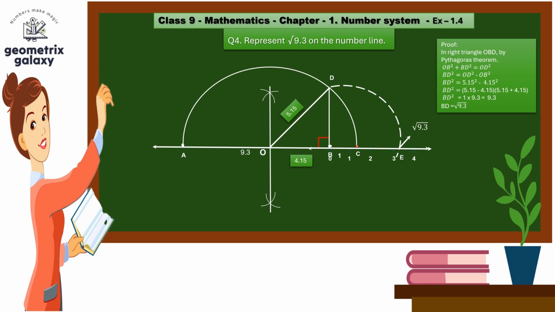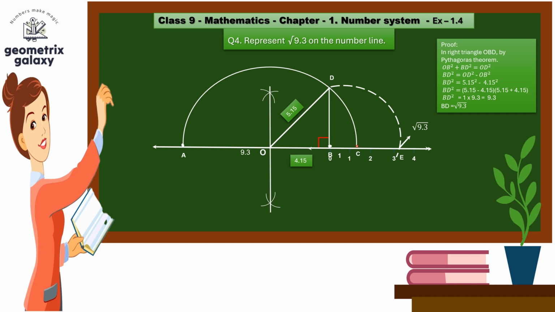Therefore, we are taking the measure of root 9.3 in the compass and we are marking it in the number line. Therefore, you need to understand from B till E is root 9.3. Now we have to consider B as the origin and E as the point where we get root 9.3. I hope you all understood this. Represent root 9.3 on number line. Further, if you have any doubts, you can let me know in comment section.